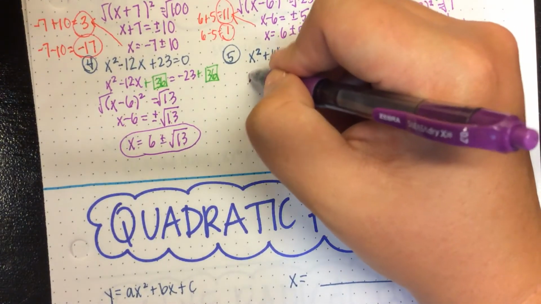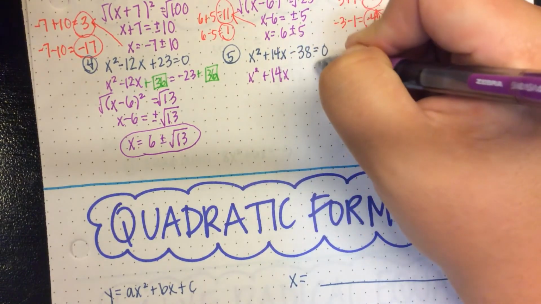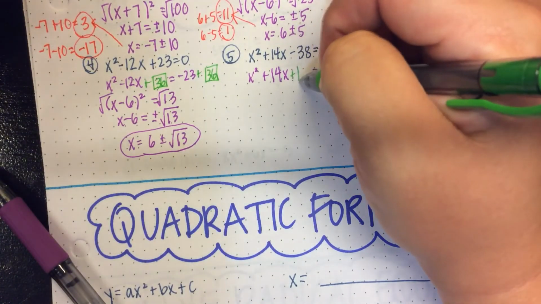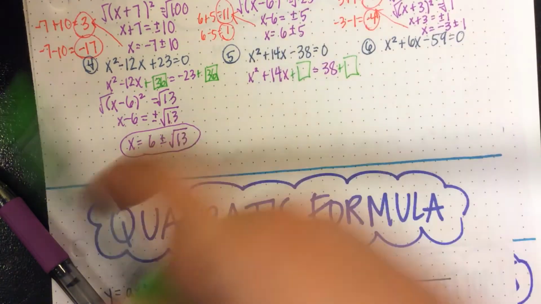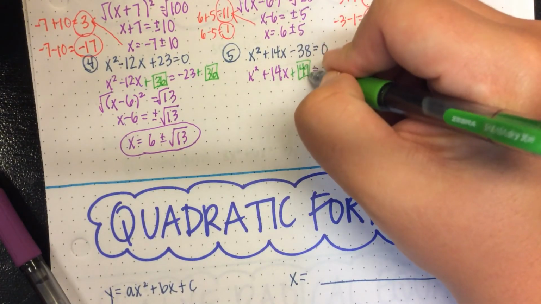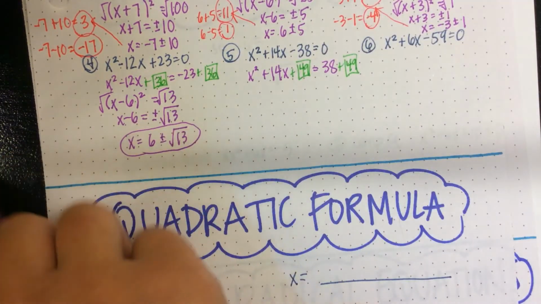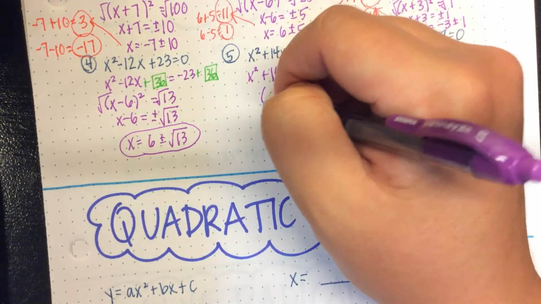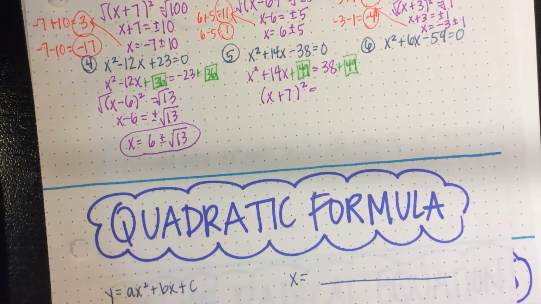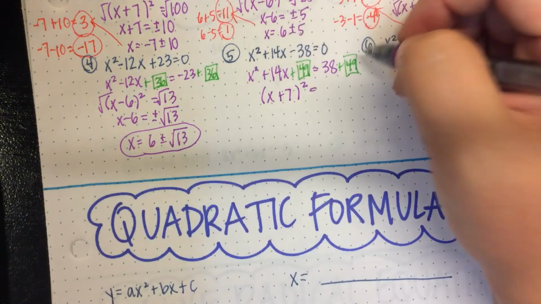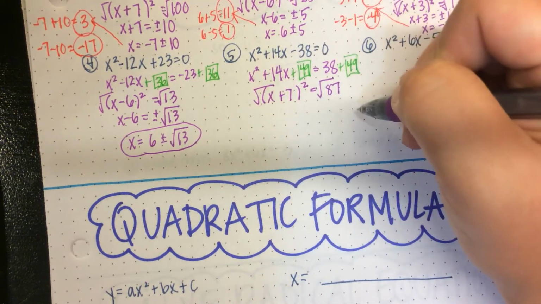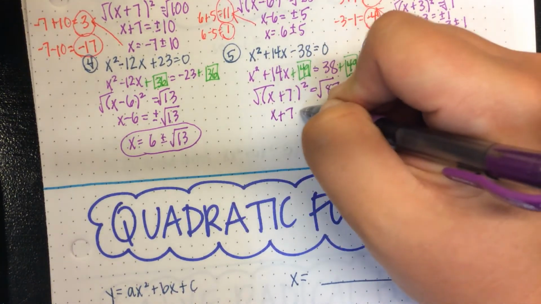Okay, over here, same idea. Start by moving that 38. 0 plus 38 is 38. Put a box in there. All right, in my box, I take half of 14, which is 7, squared is 49. All right, so I've got my parentheses squared over here. Half of b is 7. Okay, and then over here, we've got 38 plus 49, which is 87. All right, we're going to square root it. So I get x plus 7 equals.